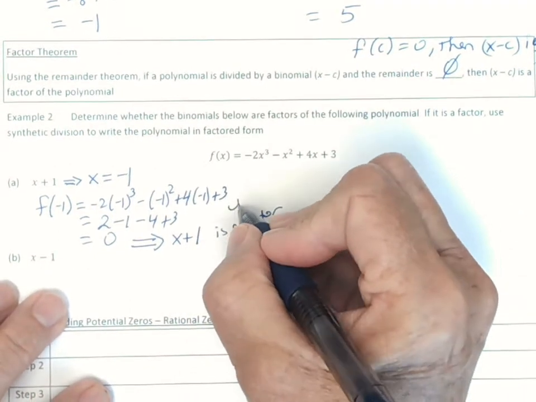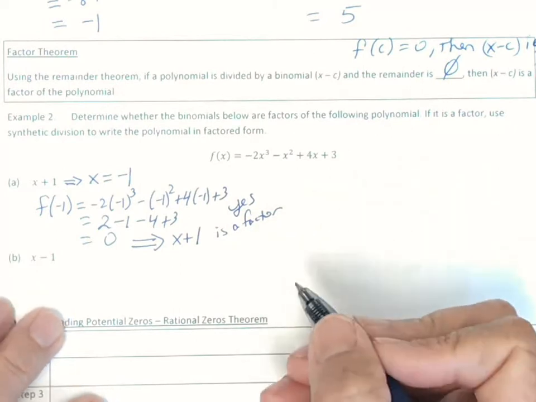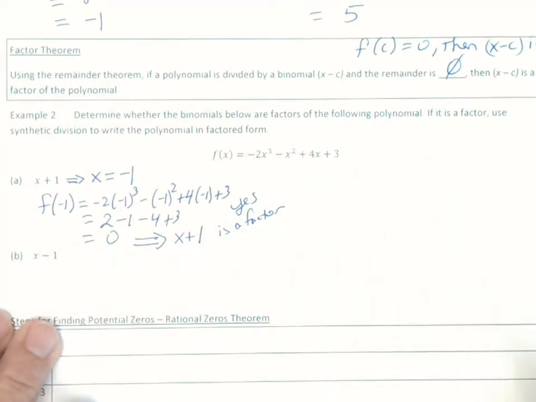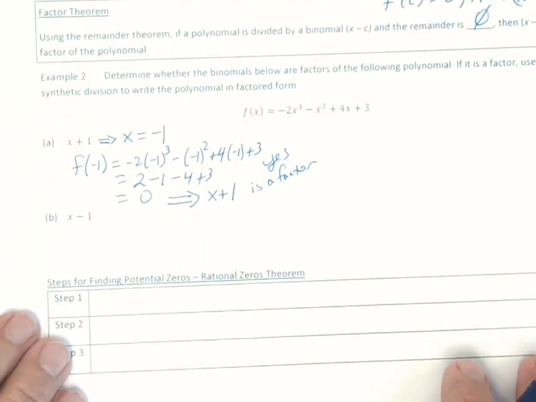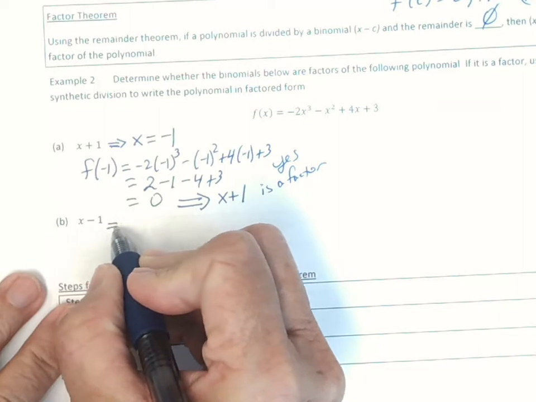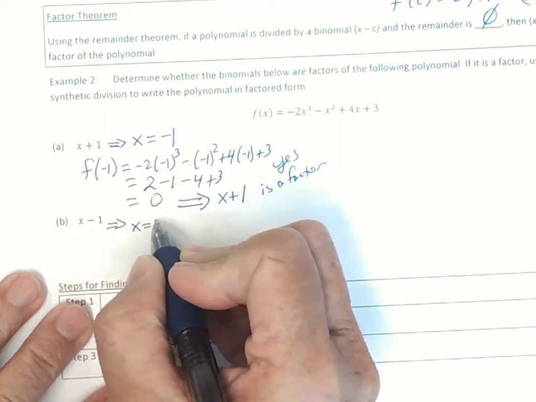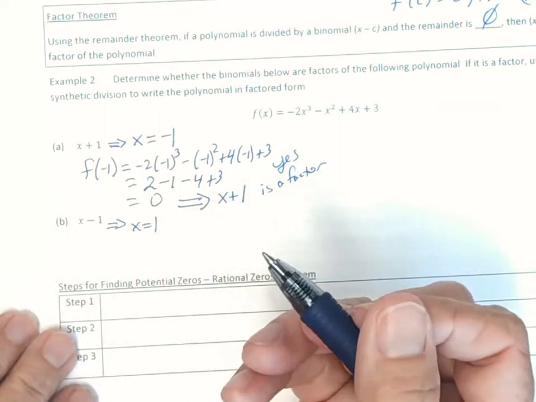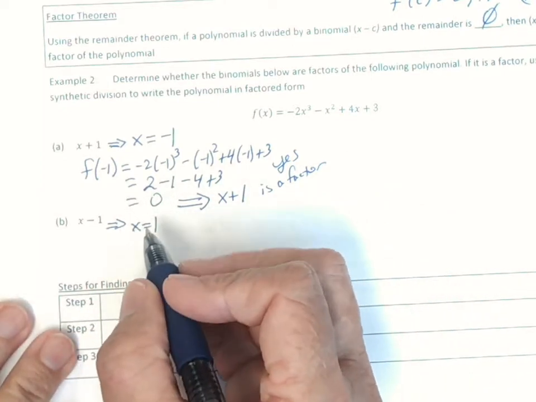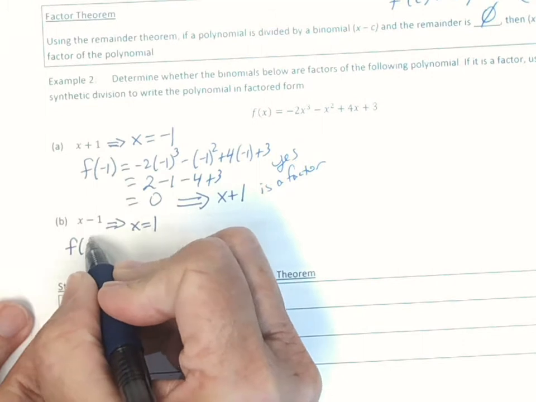Okay, so yes, it is a factor. And we'll come back to how we use that in just a second, but let's go ahead and check x minus 1 to see if that's a factor. And again, what we're really checking is x equal to positive 1. Is that a factor? So does it give me a remainder of 0? So we plug that in.